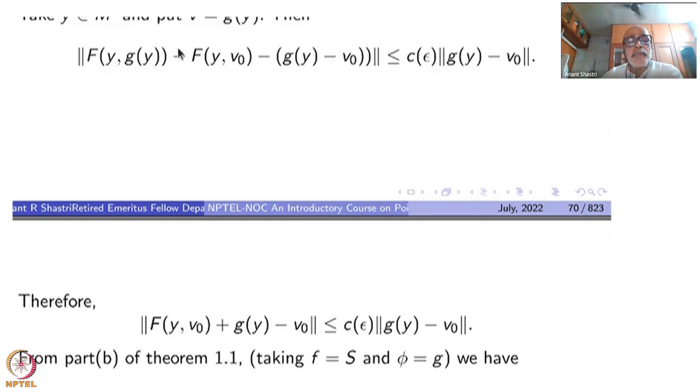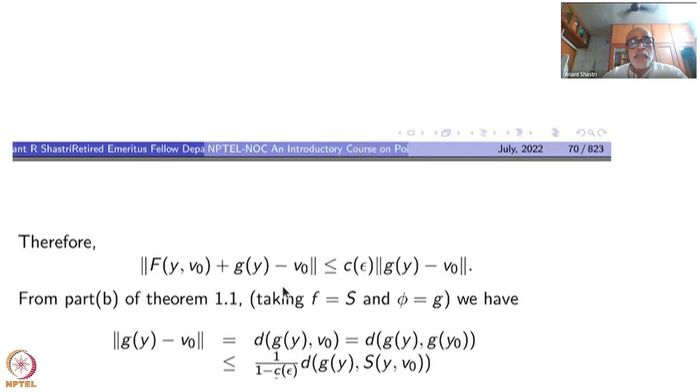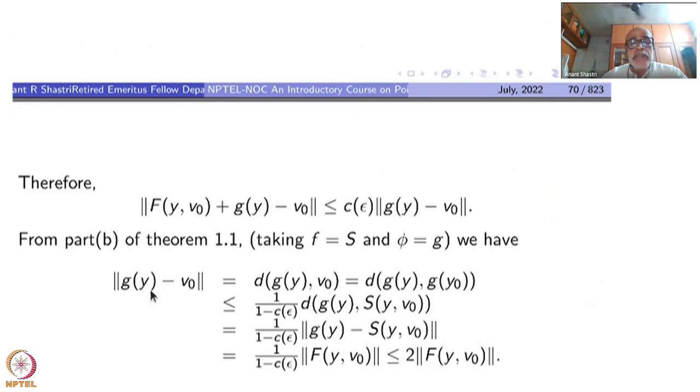So because I'm taking a norm, I can convert all these negative signs into positive signs. So F of Y GY is 0 by choice of GY. Okay. So part B of theorem 1.1, namely the continuity part, taking F equal to S and V equal to G, we get GY minus V naught is less than or equal to the distance between GY and V naught, which is the distance between GY and GY naught.